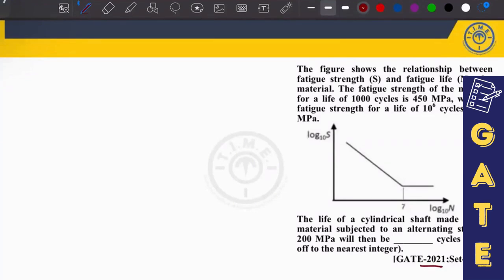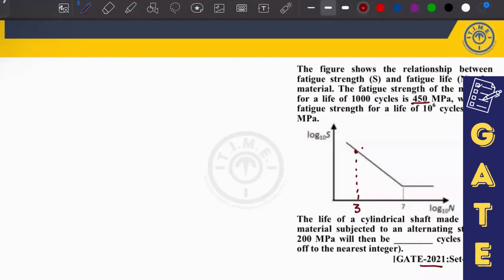Based on the S-N diagram, so what is the question? The figure shows the relationship between the fatigue strength and fatigue life of a material. They have clearly mentioned the axes in terms of log only. The fatigue strength of material for a life of cycle 10 to the power of 3 only. That means you already know this point is 10 to the power of 3, so this is 3. So what is this value? They have mentioned 450. That is strength.